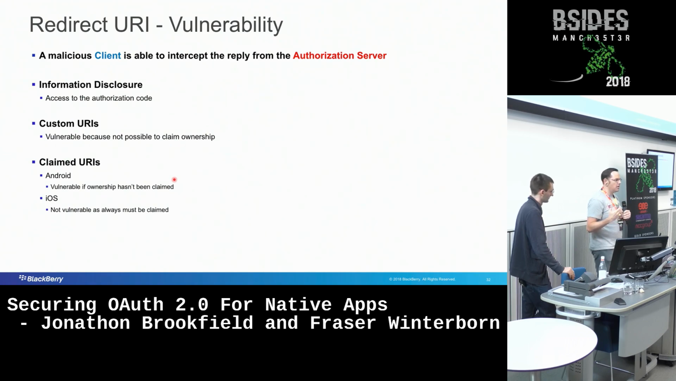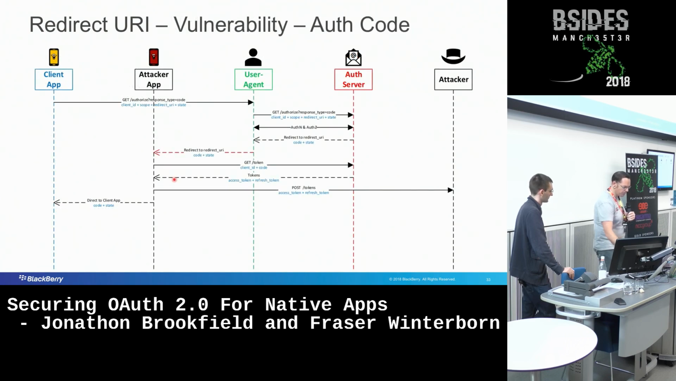In terms of the different URLs, if you're using custom URIs, you're generally vulnerable to this because there's no way to claim ownership. In terms of claimed URIs, on Android, if you haven't proved or claimed ownership, you may be vulnerable as well. On iOS, it's not possible to use a claimed URI without proving ownership. So ultimately, you need to prove ownership to prevent this, but there are other ways which we will talk about now.